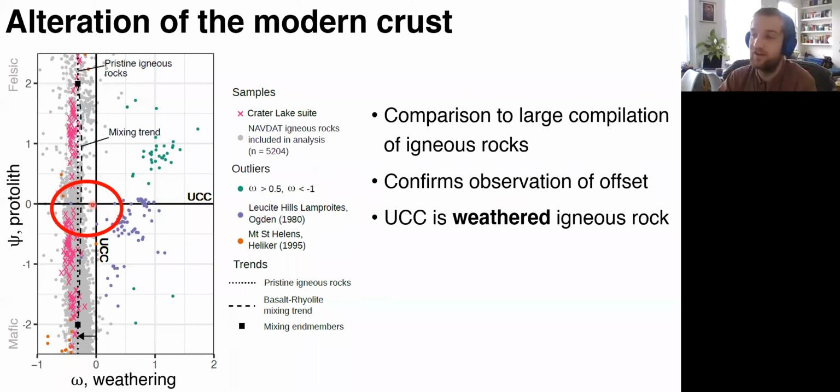So this suggests that UCC, the upper continental crust, is a weathered igneous rock. It's not a primary igneous rock. It's simply a rock that's been weathered. We can consider it to be a weathered igneous rock.